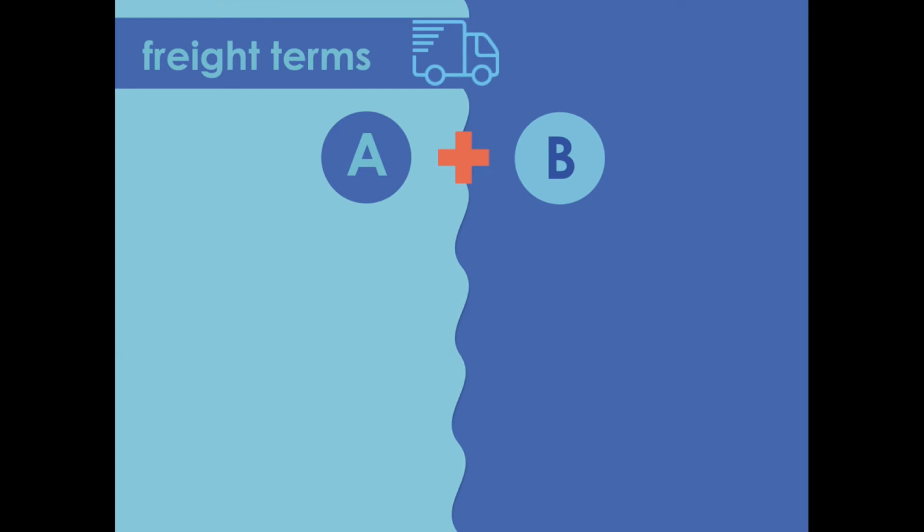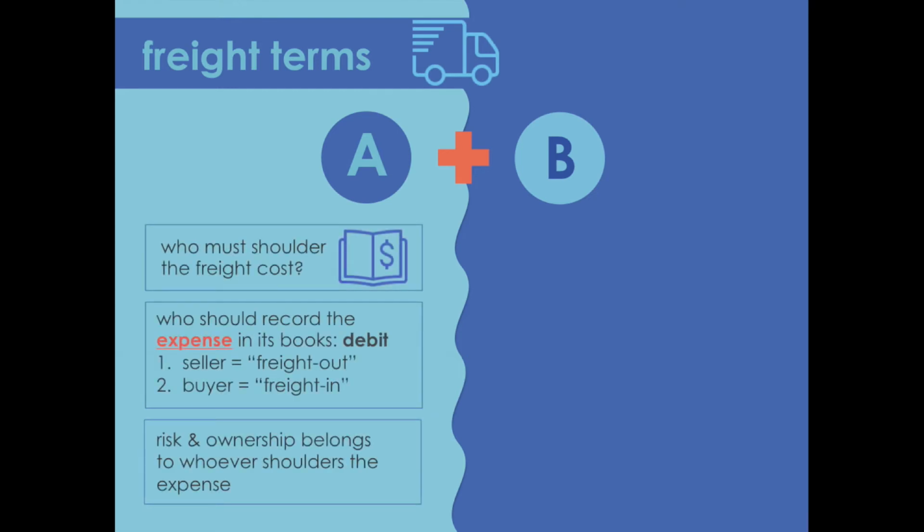And in substance, this is actually what freight terms is all about. When we talk about freight terms, the information is usually divided into two parts. Here I'll present it as Part A and Part B. Part A tells us who must shoulder the freight cost, who will be the one recording the expense in its books. Recall that for merchandising businesses, sellers use the freight out or transportation out account, while buyers use the freight in or transportation in account.